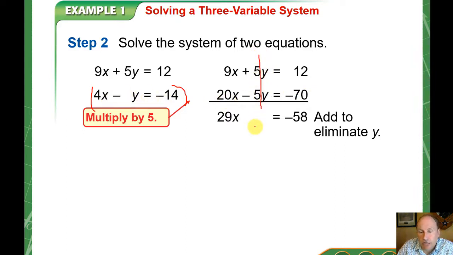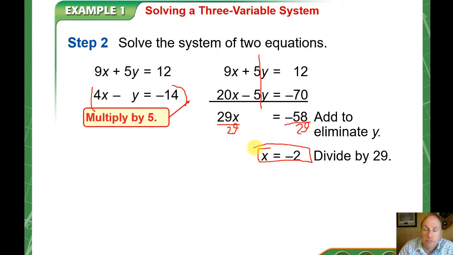Because the y's are eliminated when you add. 5y minus 5y is equal to 0y. 9x plus 20x is 29x. And we add the right-hand sides, 12 plus negative 70, we get negative 58. Then we're going to divide by 29 using the division property of equality. And we get our first part of the ordered triplet, which is that x value is negative 2. So we know now that the solution has the coordinate x equals negative 2.